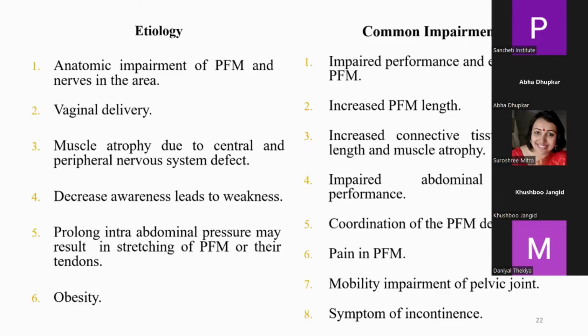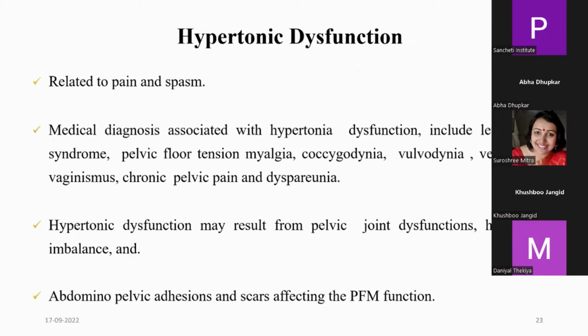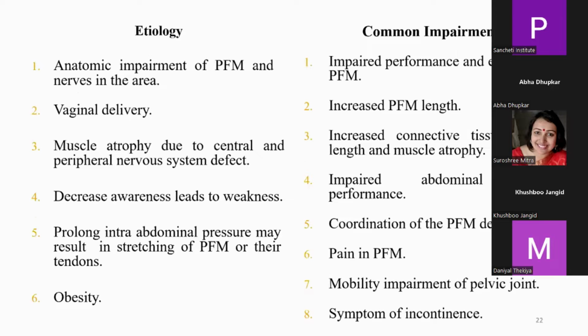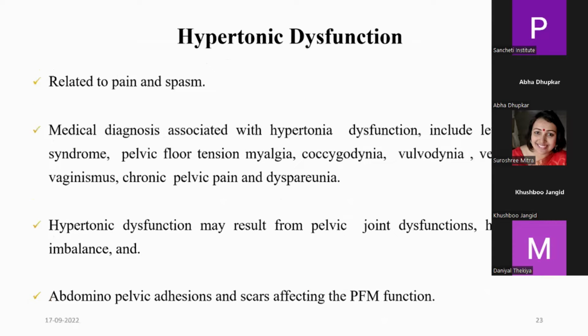Sixth is pain in the pelvic floor muscle region. Seventh is mobility impairment of the pelvic joint. And it is a symptom of incontinence. If you see any of these impairments, then also you can say that the patient falls into the category of supportive dysfunction. Now next we'll be seeing the hypertonic dysfunction.